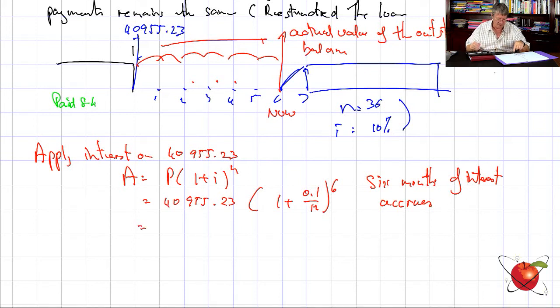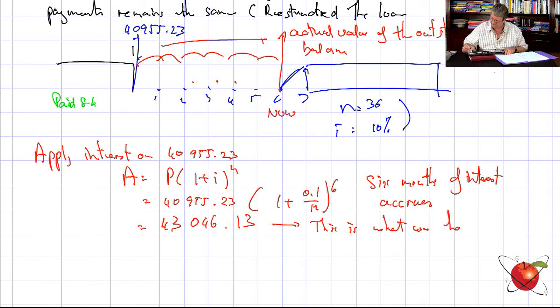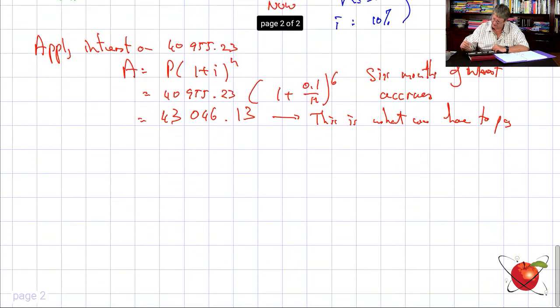And my answer comes out then to be 43046.13. Now this is what we have to pay. This is the amount that we have to pay the bank. Therefore, what can I do with that? I've now got a straightforward annuity that looks like this.